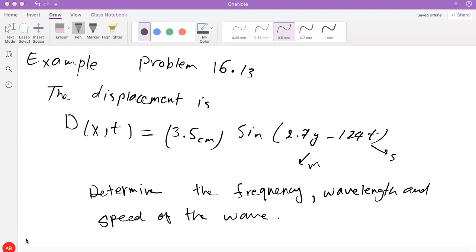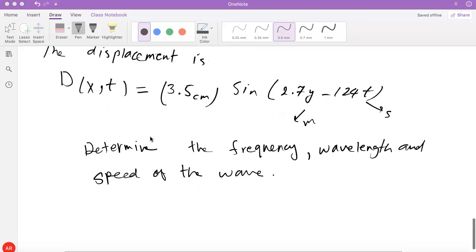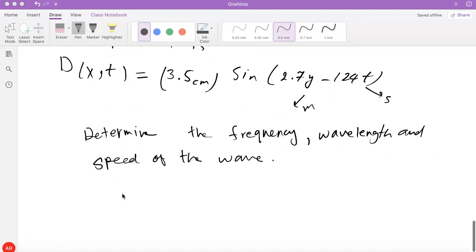Okay, so how can we do this? What are the things that we know? The numbers that are given to us, well, we know the amplitude is 3.5 centimeters, but the problem is not asking about that. So the two other numbers that we have are k, the coefficient of y, and the coefficient of t. X is just called y in this particular problem.